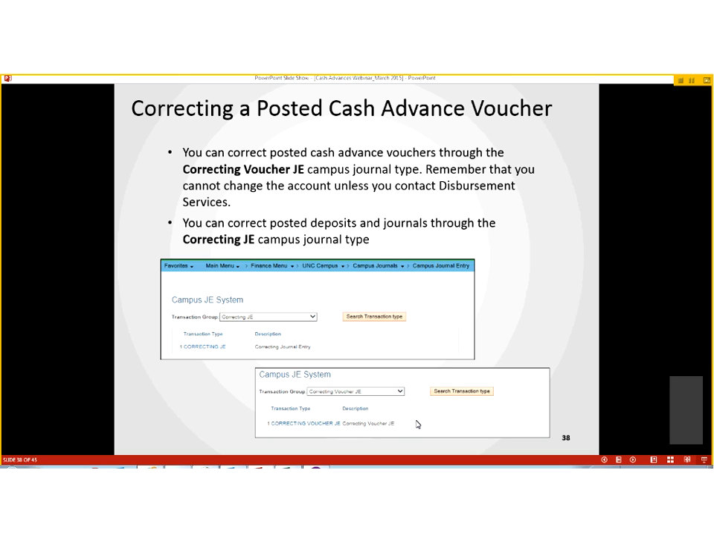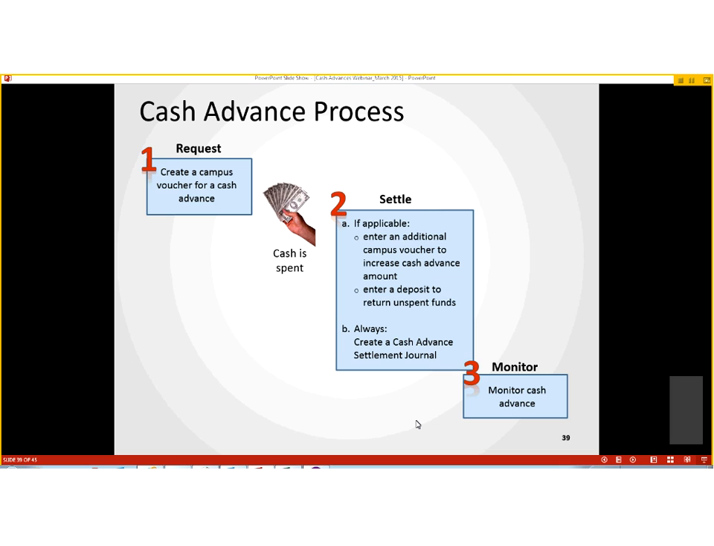If you feel like you really need to do that, then you need to email disbursement services with a justification of why you would need to do that. But it's only disbursement services that could change the account code. If you need to correct posted deposits or journals, then you use the correcting JE campus journal type. And on those, all the fields are available to edit. Okay, so just a point, if you find that you do need to correct a posted transaction in any of this process, you can do that through either of the correcting JE types.